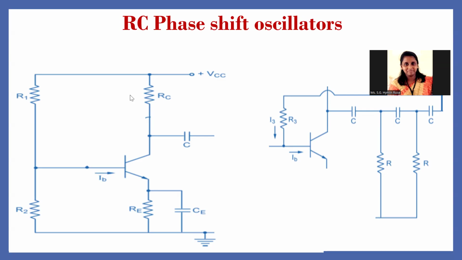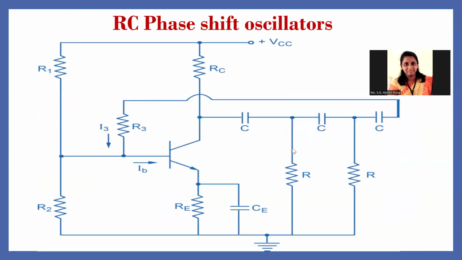The first diagram represents the 180-degree shift common emitter amplifier, followed by a three-stage RC ladder network, each providing 60-degree phase shift for a total of 360-degree loop phase shift, satisfying the Barkhausen criteria. So this particular circuit operation we are going to discuss.